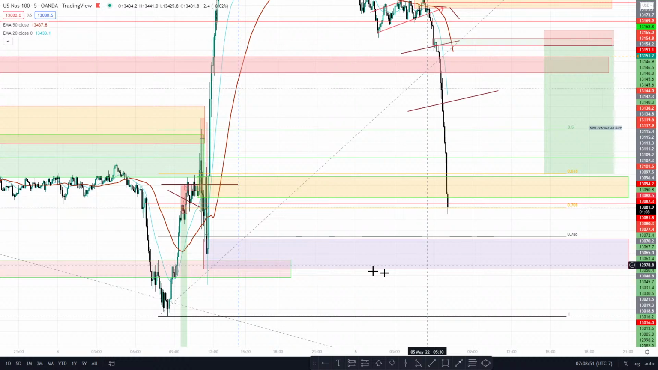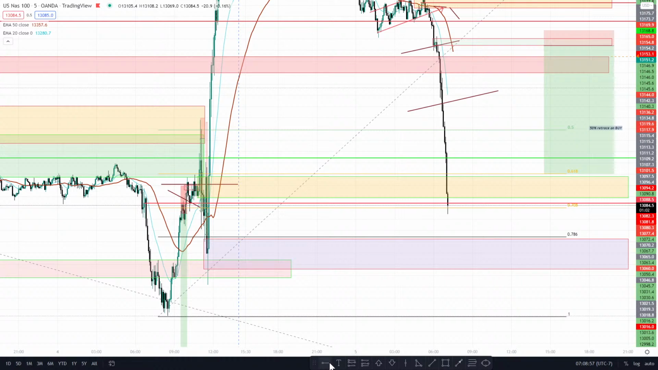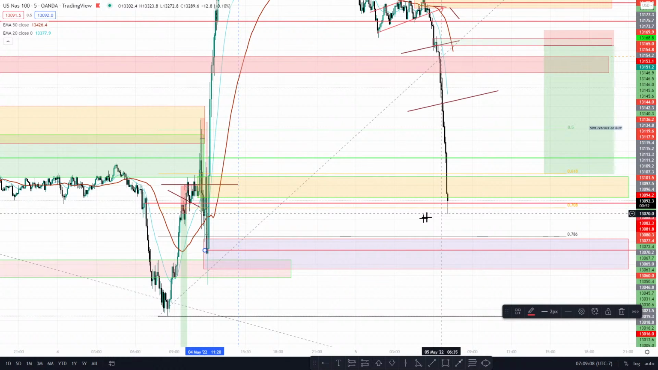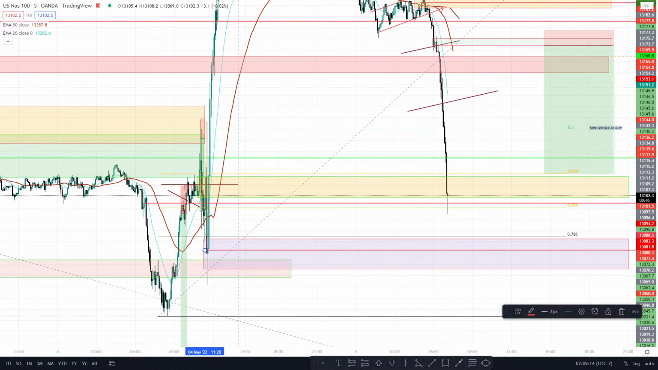So I'm looking somewhere down here, particularly right about here. Now it might not ever come here. It might just react and come up here. But I'm not going to take the trade here just because I don't see it yet, you know. The 1 minute looks good though. Let me show you the 1 minute.